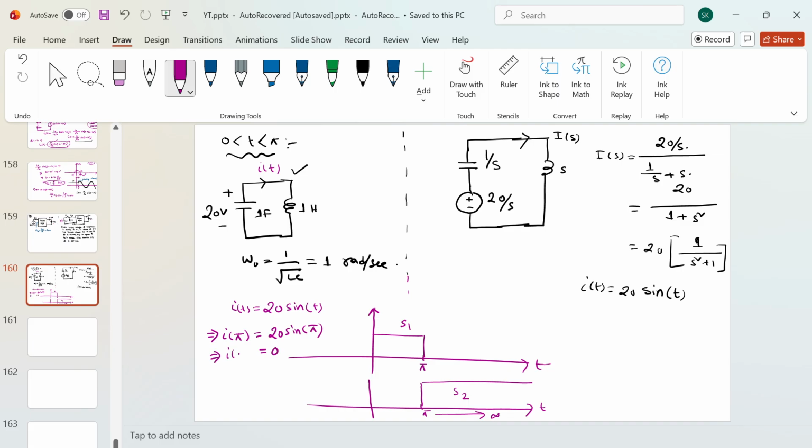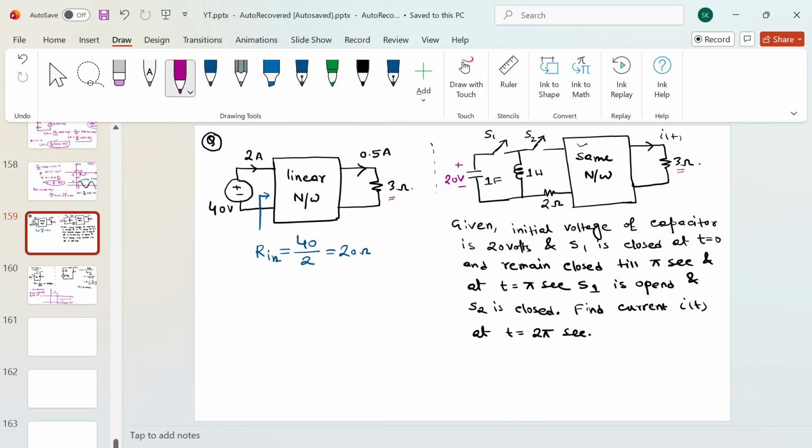So what is happening in this case? If you open the switch S1 and close the switch S2, and at that moment the inductor current is 0, no current will flow in the circuit. Okay, but let me consider another instant. Maybe let me take a different instant that will make the problem more interesting.